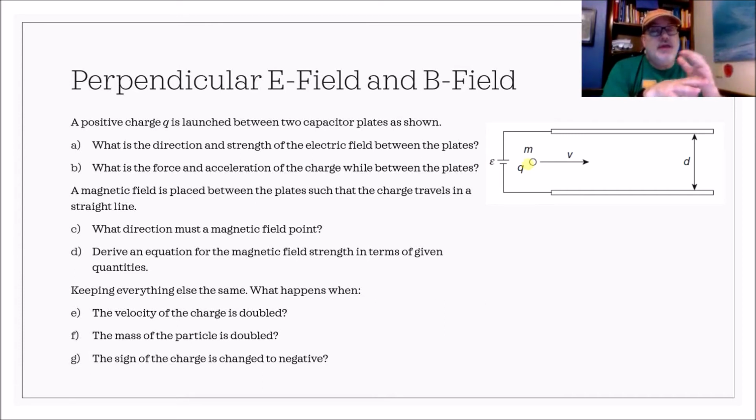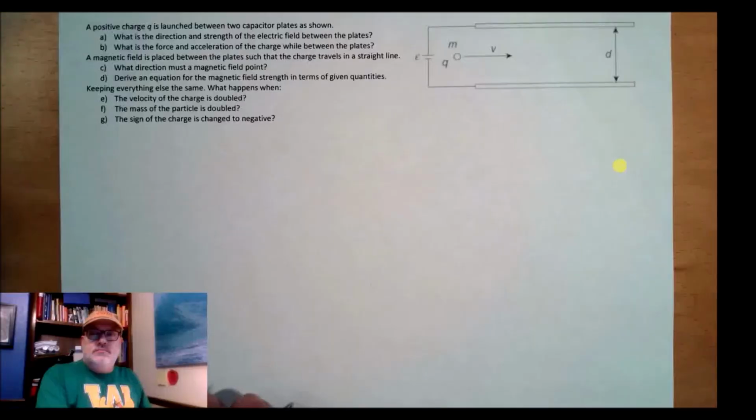And then, once we have that, keep everything else the same that we already have, that we just calculated, and then make these changes. Velocity is doubled. What will that change? If we double the particle's mass, what will that change? And if we change the sign of the particle, what will that change? So I want you to pause the video, take the time to work through this one, and then I'll work it out for you on paper. All right, let's see how you did.